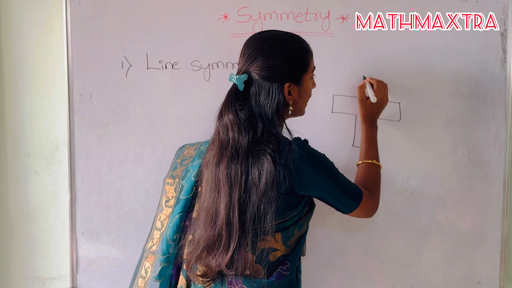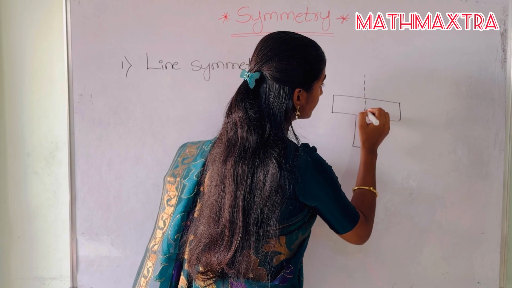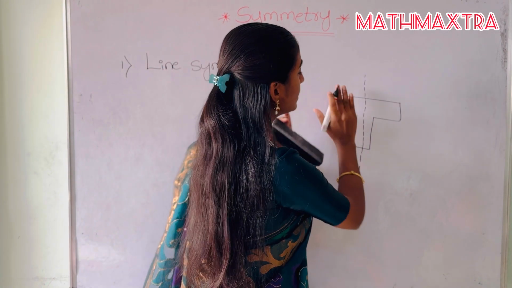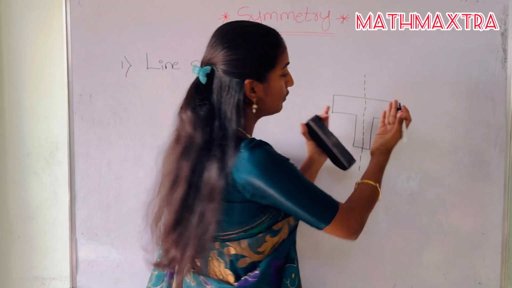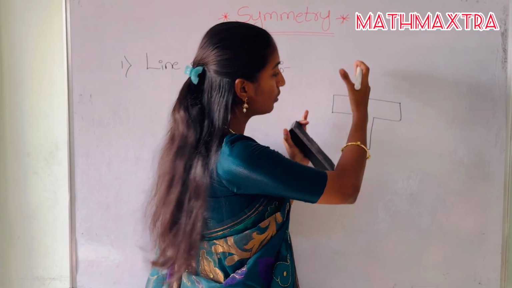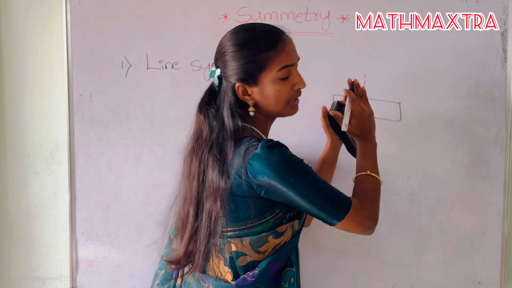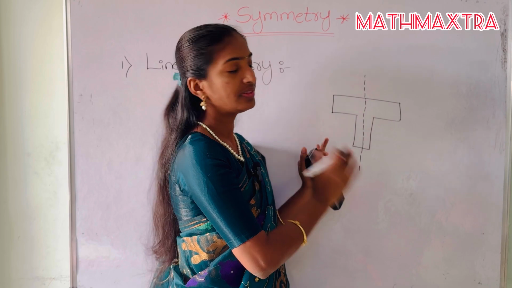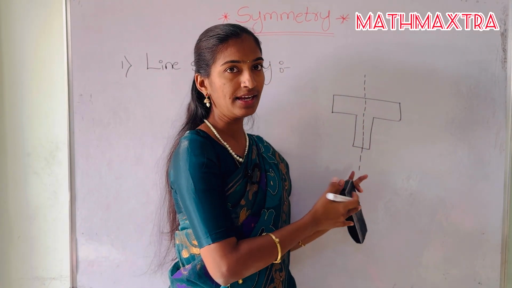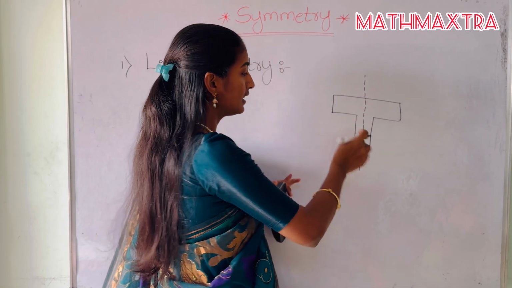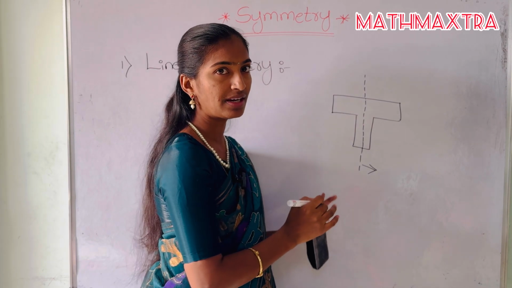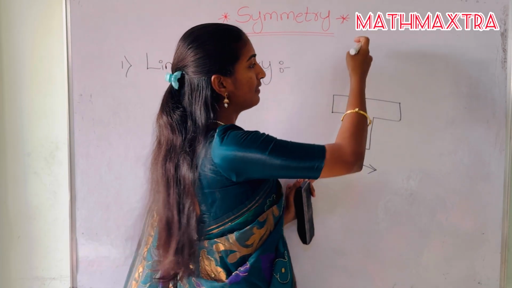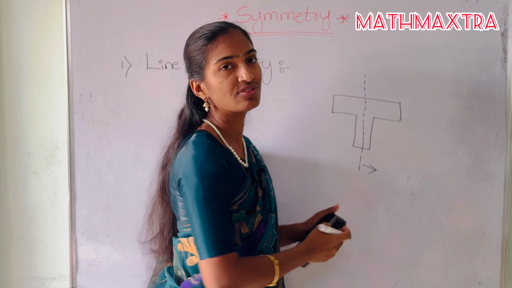Now, if you draw a line, this is the line. About this line, if you fold, this is one part of the figure, this is one part of the figure. If this is the middle line and you fold like this, those two parts of the figure coincide with each other exactly. Then we can say that this figure is symmetric as well as it has a line symmetry. This line we call an axis of symmetry or symmetrical axis. And we always represent a line symmetry with dotted lines.